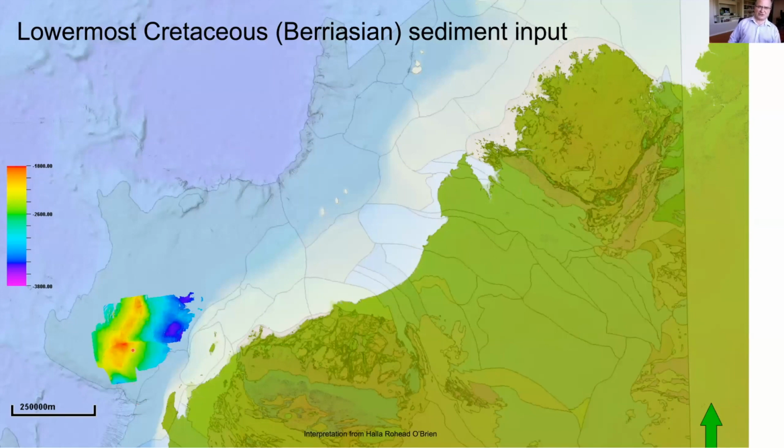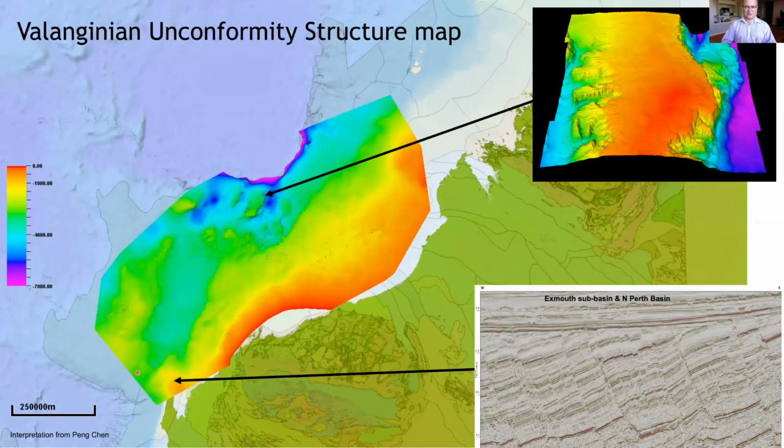This is just a structure map of the top of the lower Barrow Group, or the largely Berriasian, a little bit of Valanginian sediments that are present within that. And you can see clearly just from that structure map, the very well-defined shelf edge that we have in the Barrow Group, showing the Jurassic sediment supply from the east has switched off, and the sediment is now coming from the south. And that continues until breakup occurs.